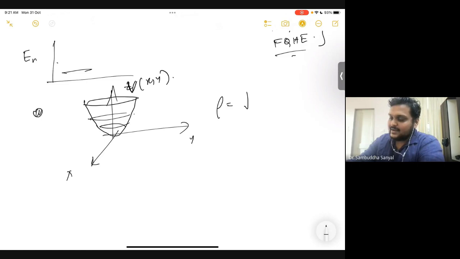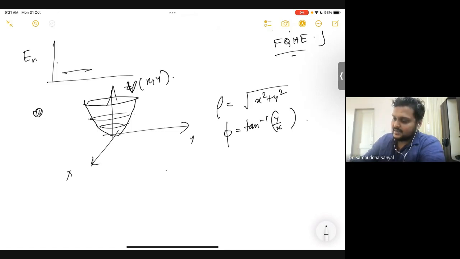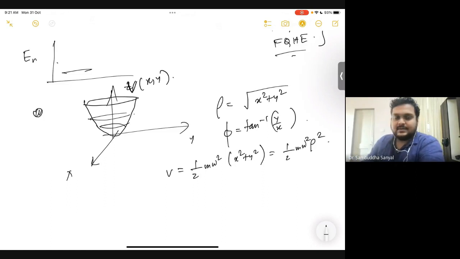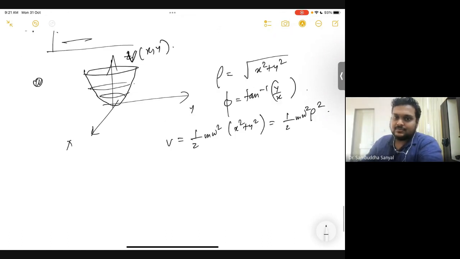So I will take a coordinate rho, with rho squared equal to x squared plus y squared, and phi is tan inverse y by x. So V is then half omega squared rho squared. Look, this already looks very simple. So this is your potential now. And now you can show these two cases. So let's say the potential is having cylindrical symmetry.